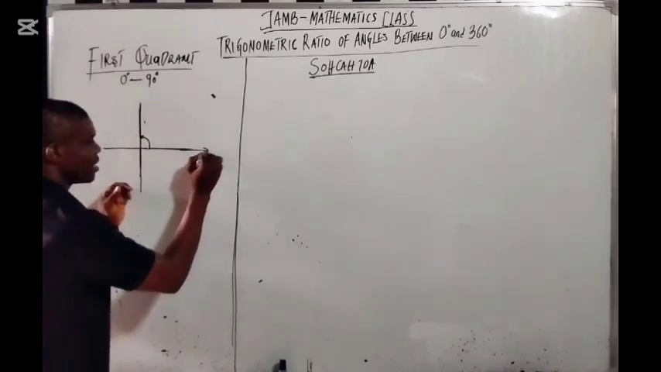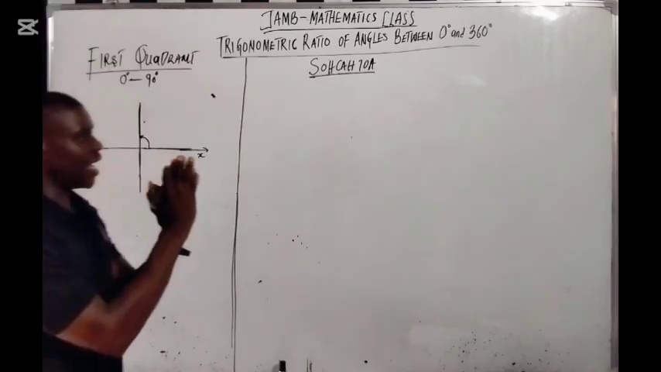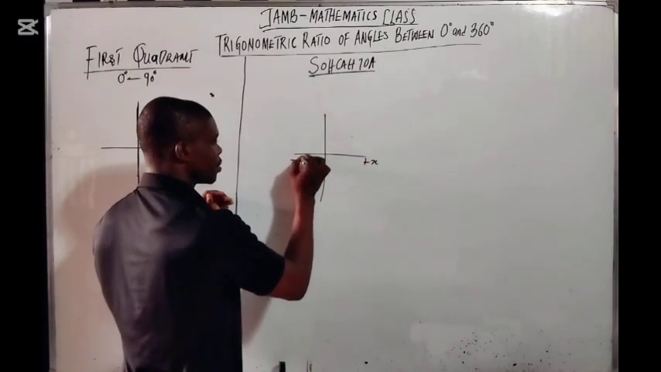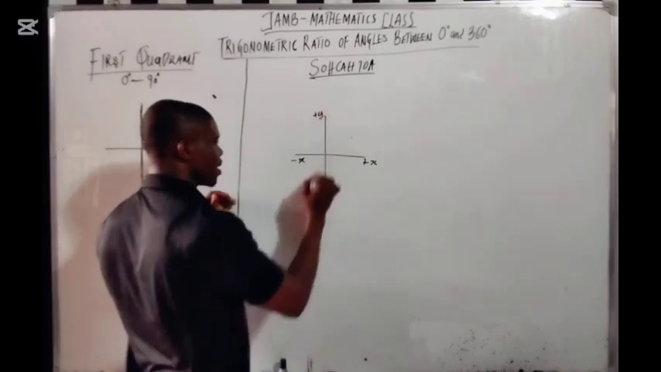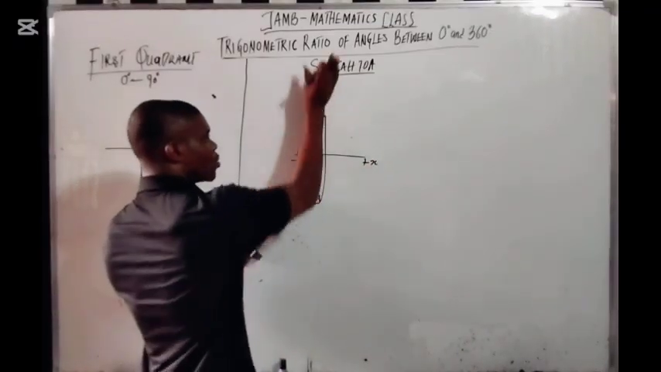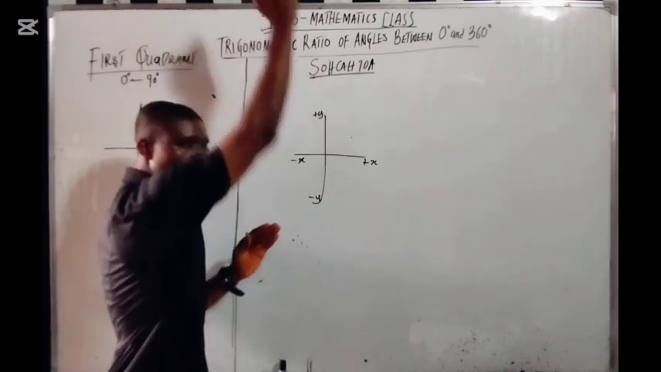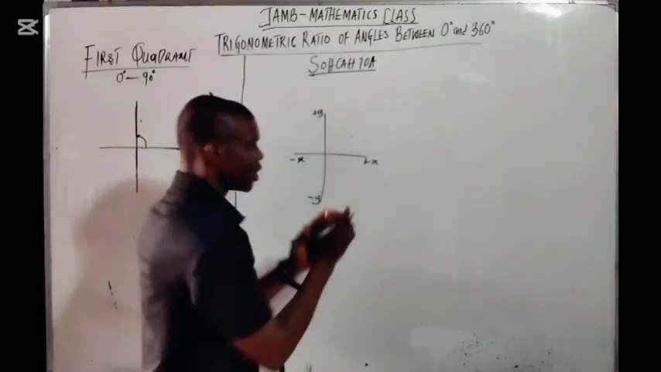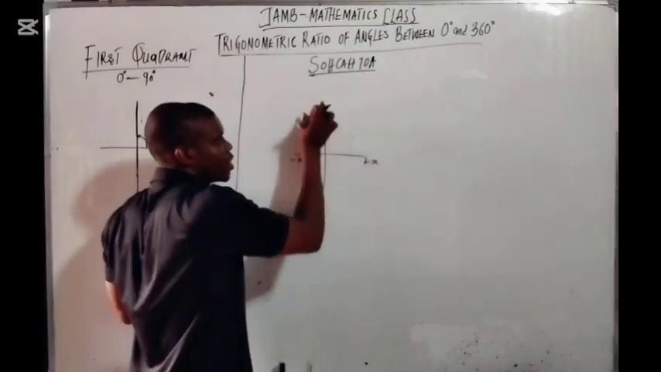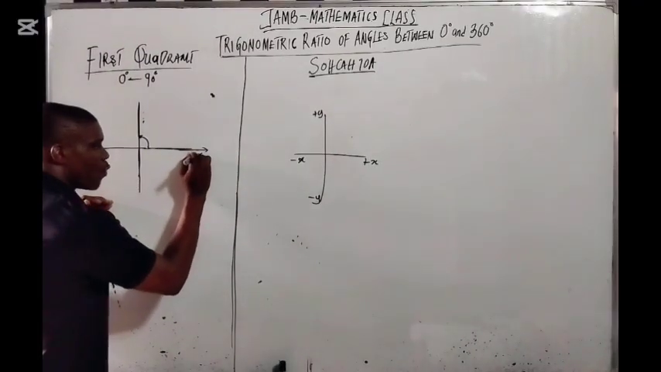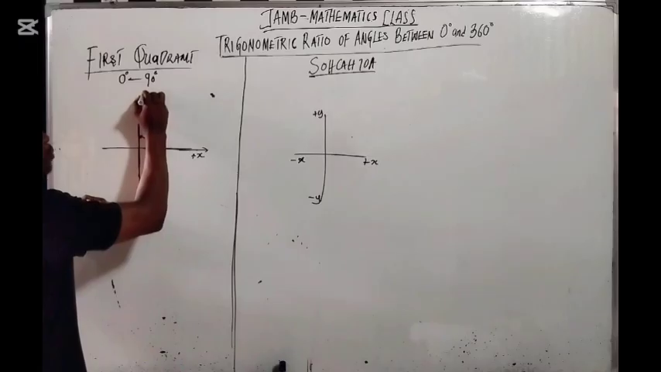Now here we have the x axis. Remember in the x and y axis, here is positive x, here is negative x, right? Here is positive y, here is negative y. Do you understand? So please pay close attention here. This part here is the positive x axis, and here is the positive y axis. So if you look at the first quadrant, we have the positive x axis and the positive y axis.